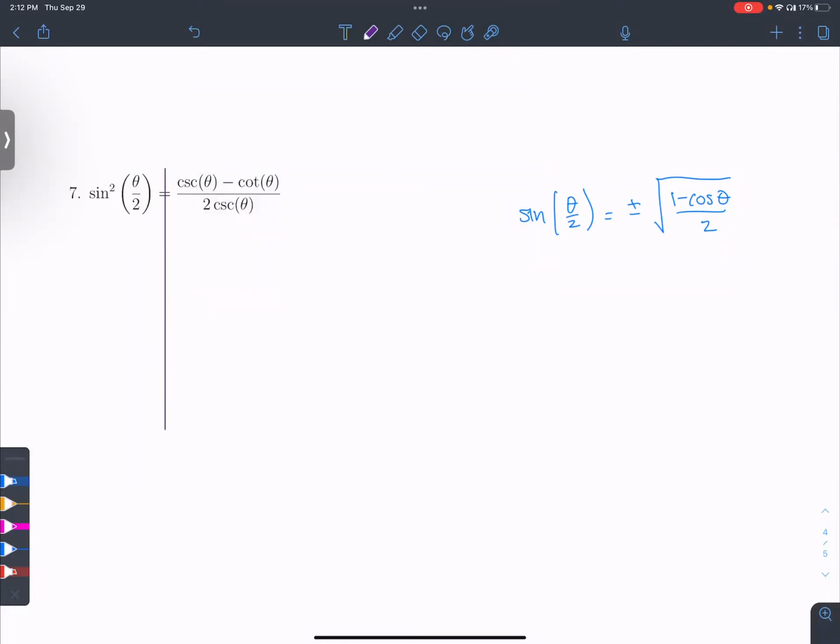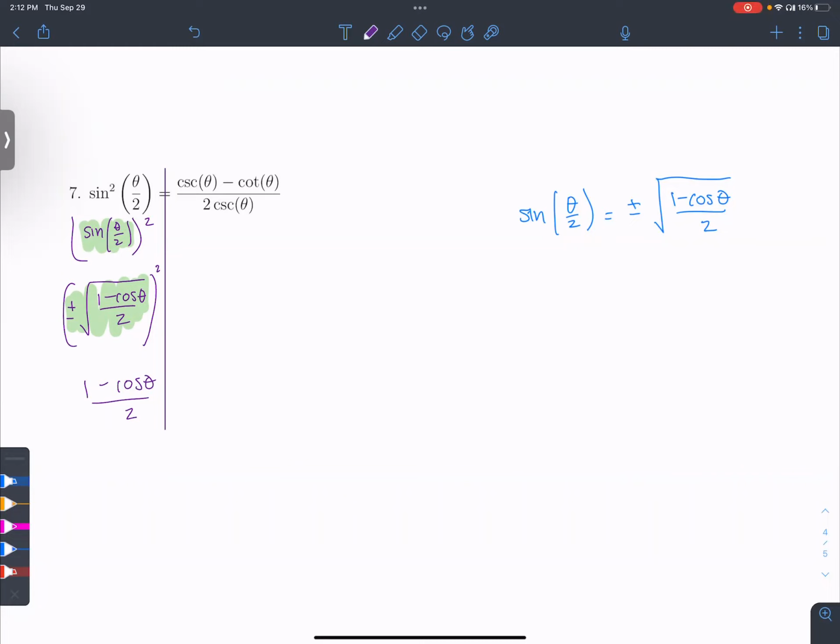So what we're going to do here is write this as sine of theta over 2, and then the whole thing is squared. So we're actually looking at plus or minus the square root of 1 minus cosine theta over 2, all squared. So the inside part of this is the half angle identity. And so use it, and then that square actually helps us because it gets rid of the plus or minus and the square root. So we have 1 minus cosine theta over 2. Okay, so that looks like a lot nicer to work with.